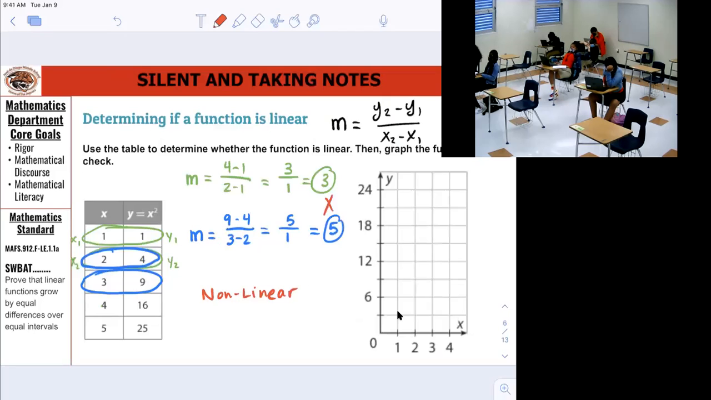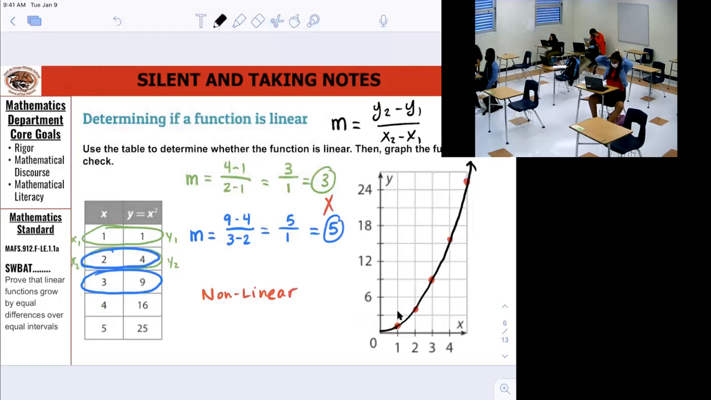Thank you. You're welcome. Alrighty, so let's check and see what's going on here. So I have 1, 1. That's going to be around here. Then I have 2, 4, 3, 9, 4, 16, and 5, 25. All right, so notice this pattern. See what's going on. This is not going to give me a straight line. This is going to give me kind of a curved line. Okay, so there's my graph.